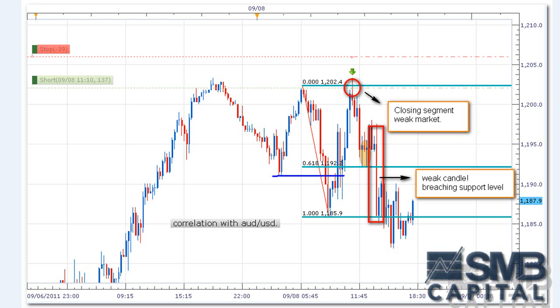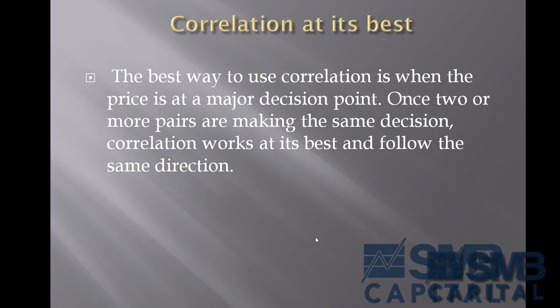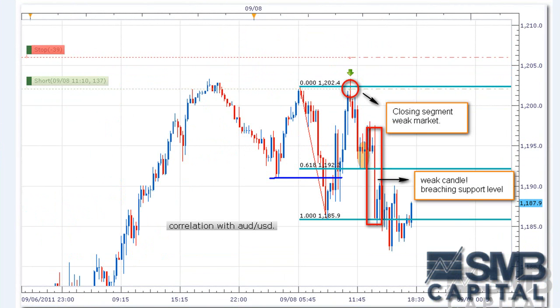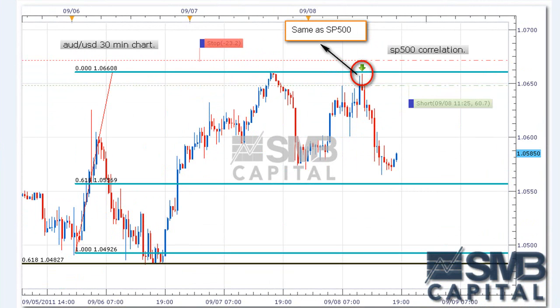Using correlations at major decision levels of the market to make one decision, the best way for correlation to work is finding those levels of major decisions. So we have the S&P as well as the Aussie US dollar trying to make a decision in a major area of trading. They both follow the same direction, and you would like to correlate the Aussie with another pair for better decision making. You can look for which pair you can correlate directly to it, and therefore make a final decision on the trade.